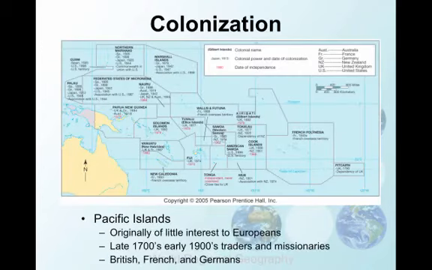Early on, the Pacific Islands were of very little interest to Europeans, and so from the late 1700s and early 1900s, you have some traders in the region, but not like you had in Australia or New Zealand. Overall, these islands were taken by British, French, and also Germans.